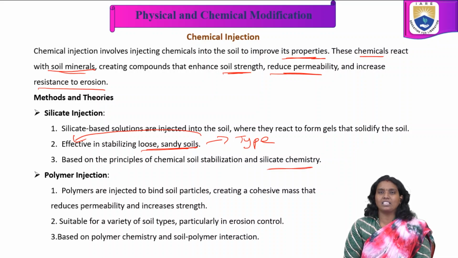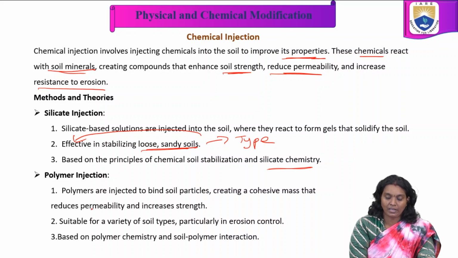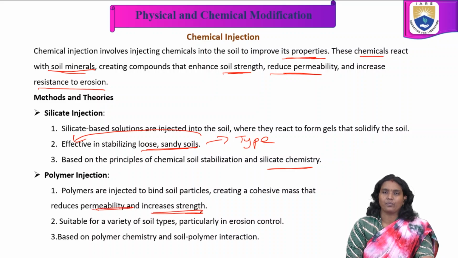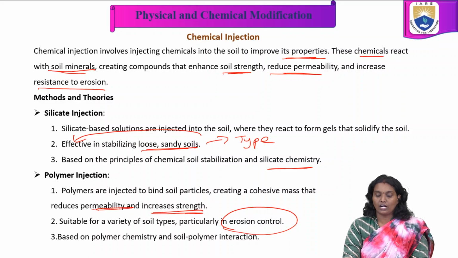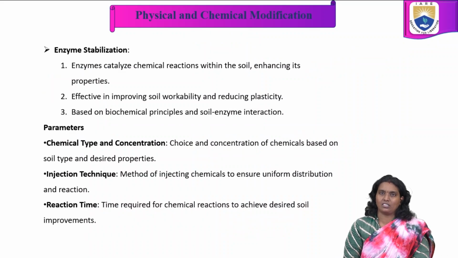Coming to the polymer injection, the polymers are injected to bind soil particles, creating a cohesive mass that reduces permeability and increases strength. It is suitable for a variety of soils, particularly in erosion control, based on polymer chemistry and soil polymer interaction.